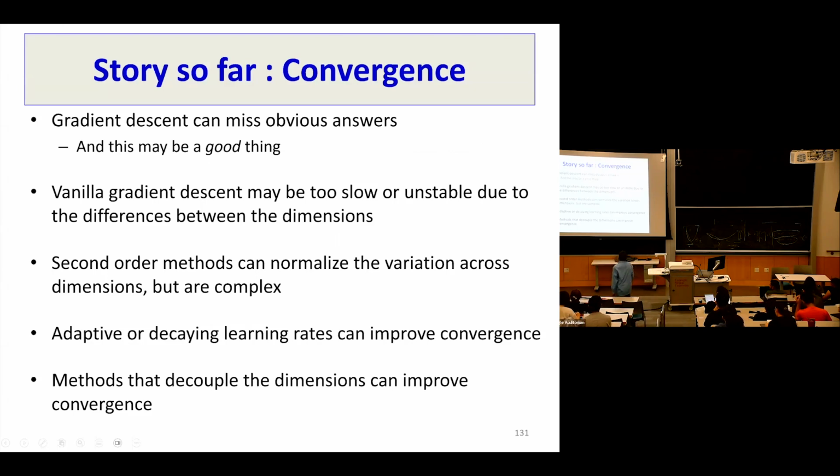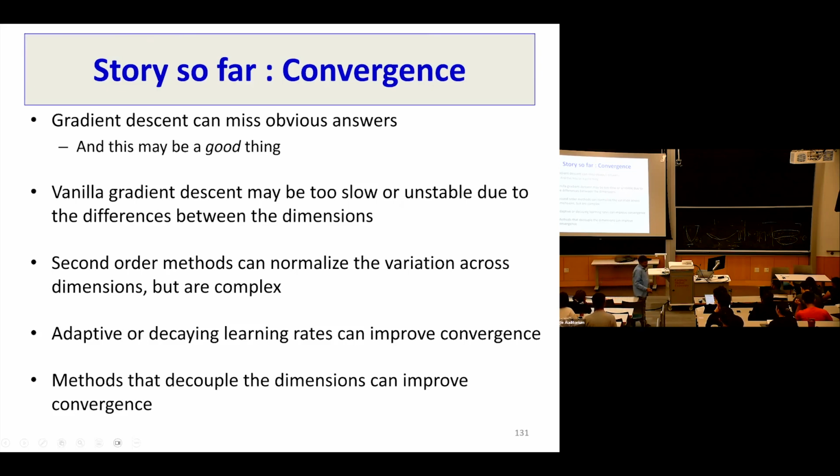So we have that gradient descent can miss obvious answers, which may be a good thing. Vanilla gradient descent may be too slow or unstable due to the differences between dimensions. I haven't mentioned it, but second order techniques will try to rescale the variable so that the curvature in each direction is more or less the same. And then you've eliminated this problem of different curvatures along different directions, right? And then adaptive or decaying learning rates we saw can help us escape poor local minima and converge. And methods that decouple the dimensions can improve convergence. You guys with me?